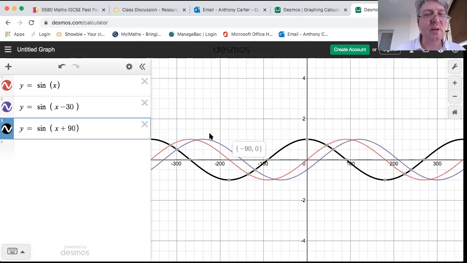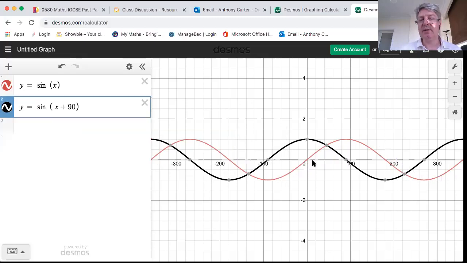So every point on the red curve has moved 90 degrees to the left. From there to there, from there to there, from there to there. And from this point here to that point there, more or less, 90 degrees to the left. So just to summarize what we've just done here, we've done translations: movements going across in the x direction and vertically up in the y direction.